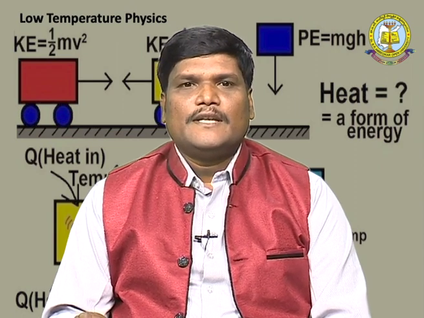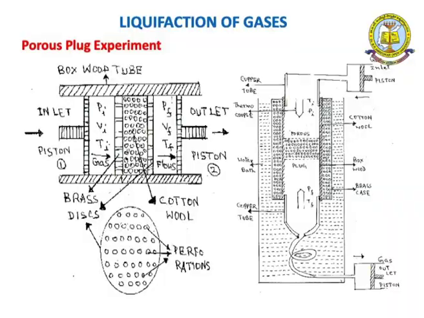First is the porous plug experiment. From the figure we can see a wooden box tube made of insulated material, and towards the left and right there is a piston on each side. In the middle, between the left piston and the right piston, there is a porous plug, which is a brass disc enclosing cotton wool. This acts as the porous plug.